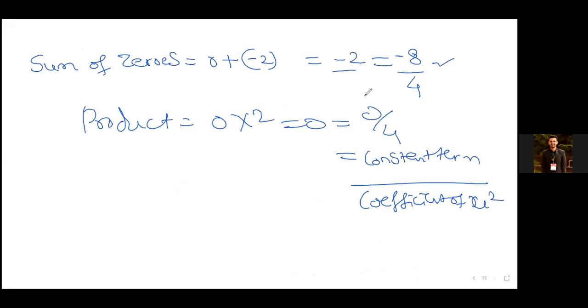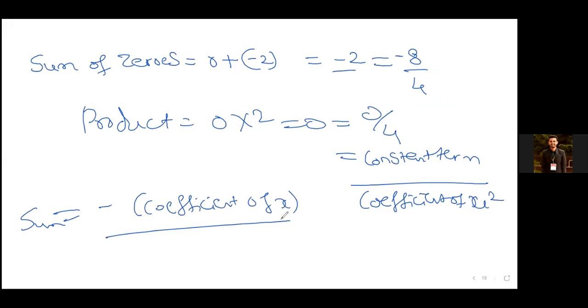Yeah, it's correct actually. I'm just confused. So this is minus of coefficient. Sorry. This is minus 8 upon 4. For the sum, it is minus of coefficient of x, right? So we have the coefficient of x as plus 8. So it will obviously be minus, upon the coefficient of x square. Is that clear? I just got confused a bit.